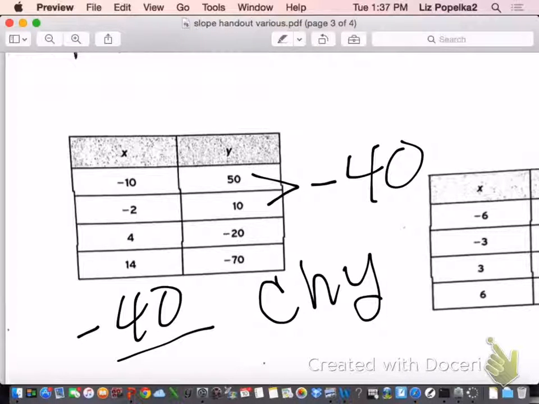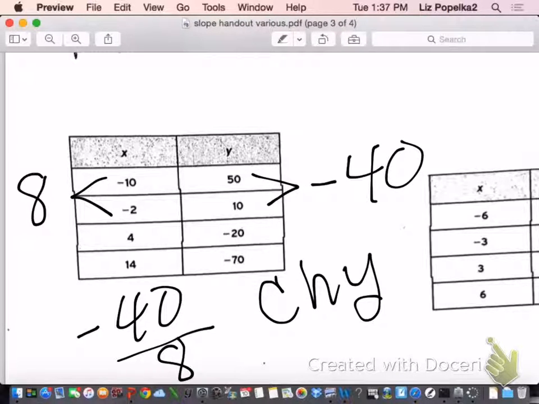How do I figure out my change in X from negative 10 to negative 2? What's going on there? It's adding. It's actually going up, exactly. So my change there is 8. Okay, so my Y values are going down by 40. My X values are increasing by 8. So it's negative 40 over 8.